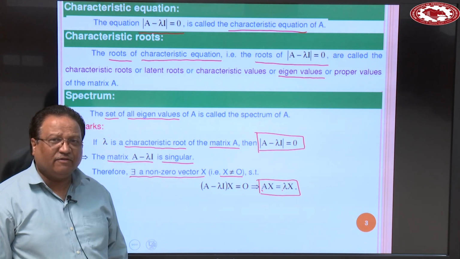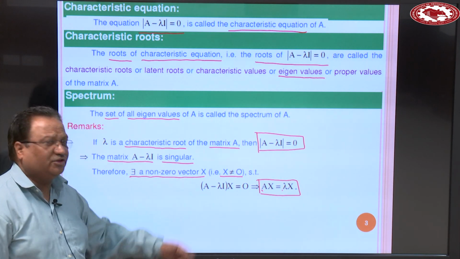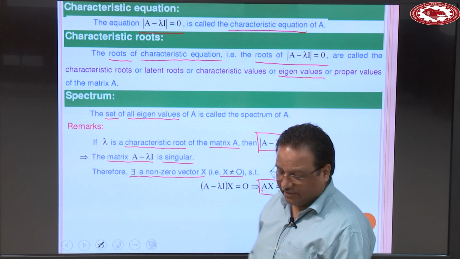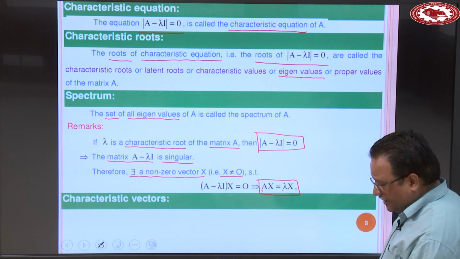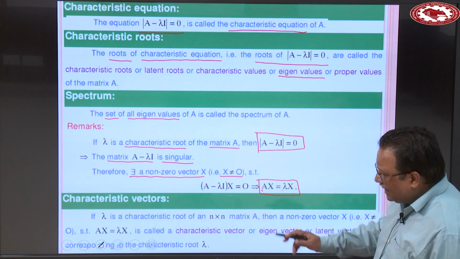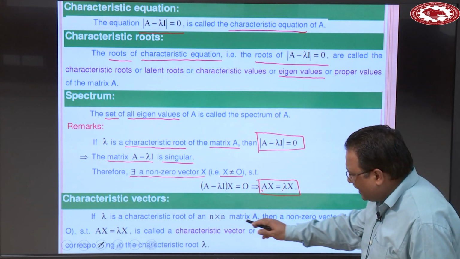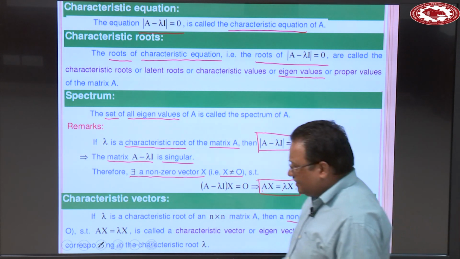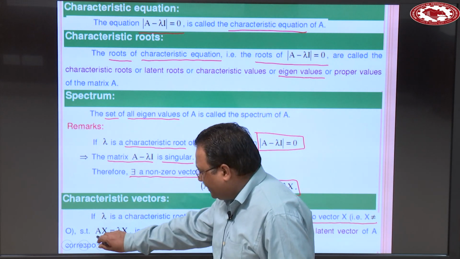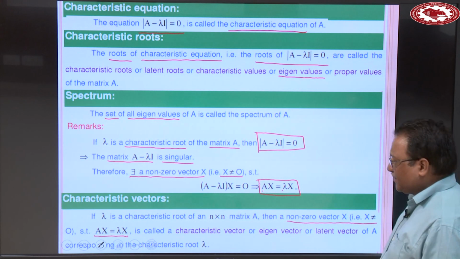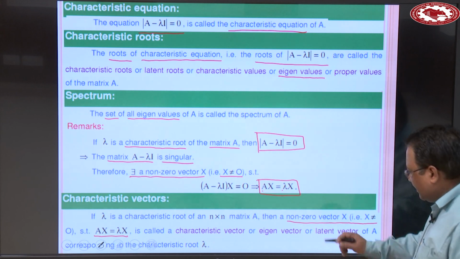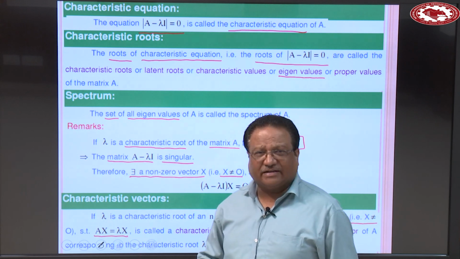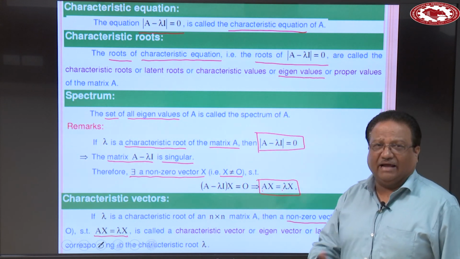Lambda is an eigenvalue of A, and what is x? X is a non-zero vector. Now, this non-zero vector is known as eigenvector. So, next definition, characteristic vector or eigenvector. If lambda is a characteristic root of n by n matrix A, then a non-zero vector capital X, which is x not equal to O, such that Ax is equal to lambda x is called a characteristic vector or eigenvector or latent vector of A, corresponding to the eigenvalue lambda.